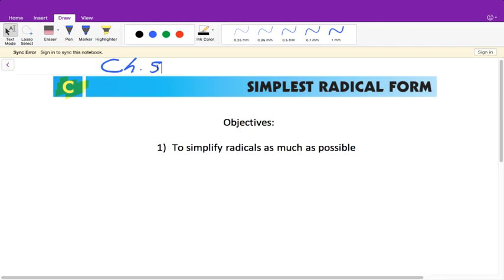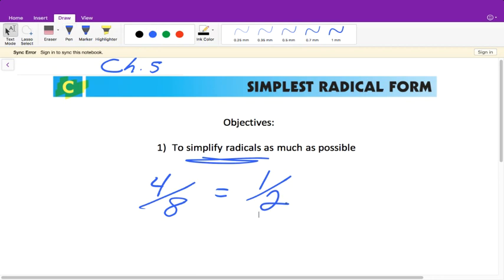All right, this is probably the hardest part of your next upcoming quiz and test, is writing radicals in simplest radical form. So our objective is to simplify radicals as much as possible. That's all that we're trying to do here today. Just like you will never leave a fraction 4/8 because we know we can rewrite it as 1/2, we can simplify it. We never leave radicals in unsimplified form.